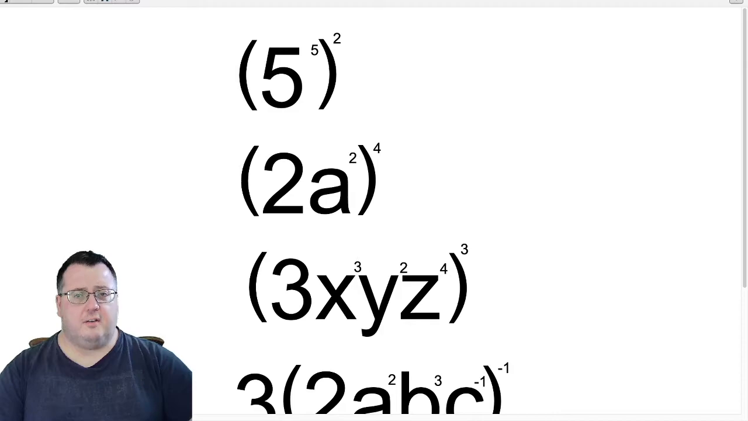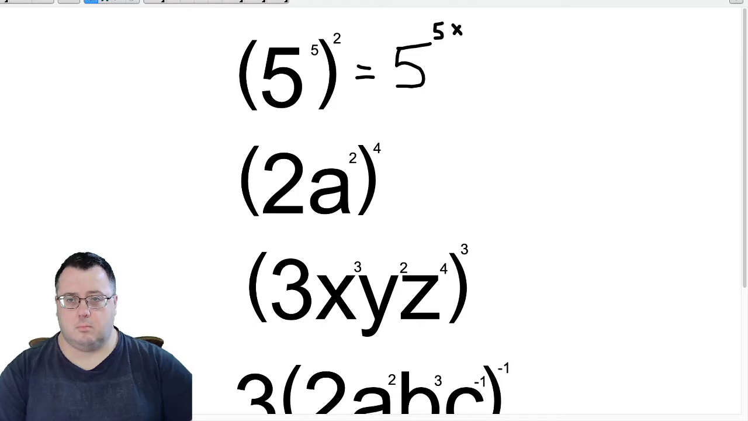5 to the 5 squared. Okay, so get my pen, equals sign. 5 to the 5 squared will be 5 to the 5 times 2, which will be 5 to the power 10.